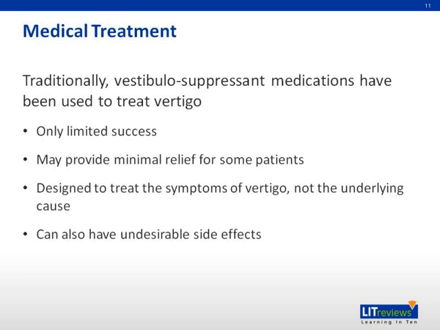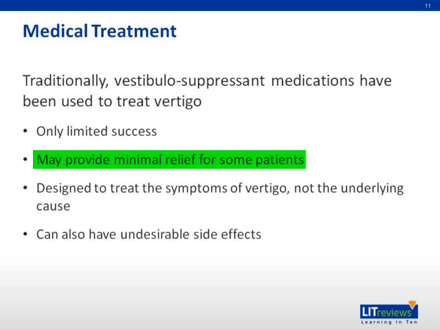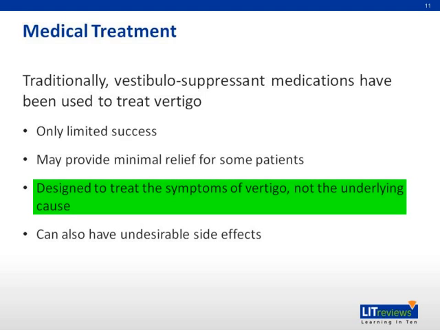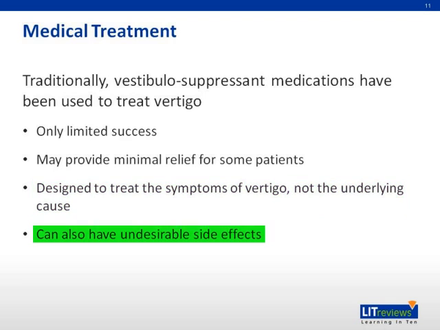Vestibular sedatives like betahistine can be used in the treatment of BPPV. Unfortunately, these vestibular suppressants have had limited success and may provide only minimal relief for some patients. The treatment is designed to treat the symptoms of vertigo and not the underlying cause itself, and often has undesirable side effects.